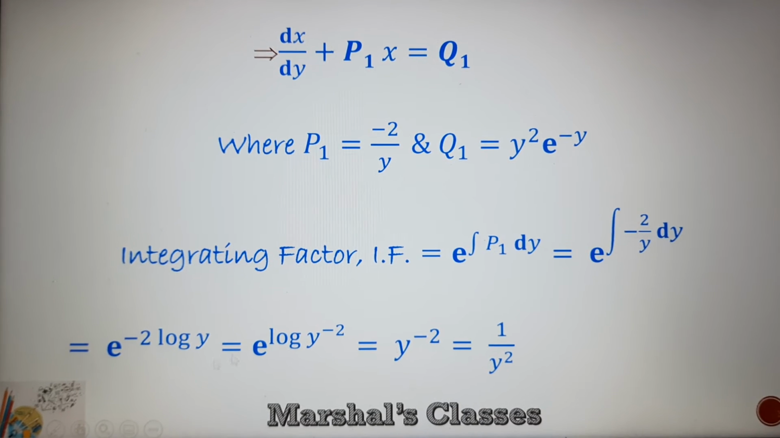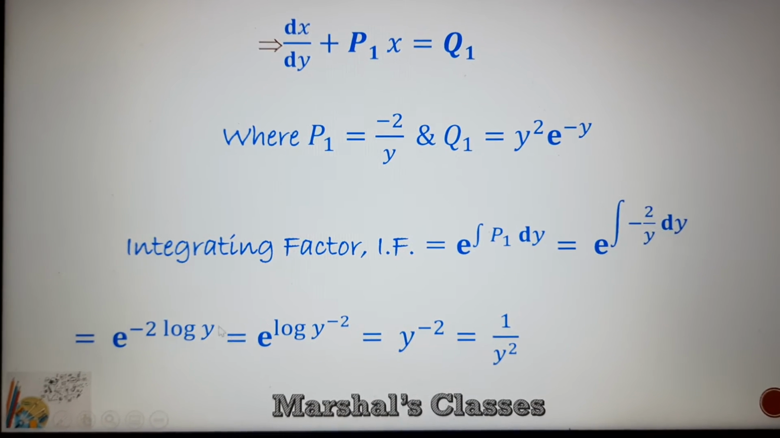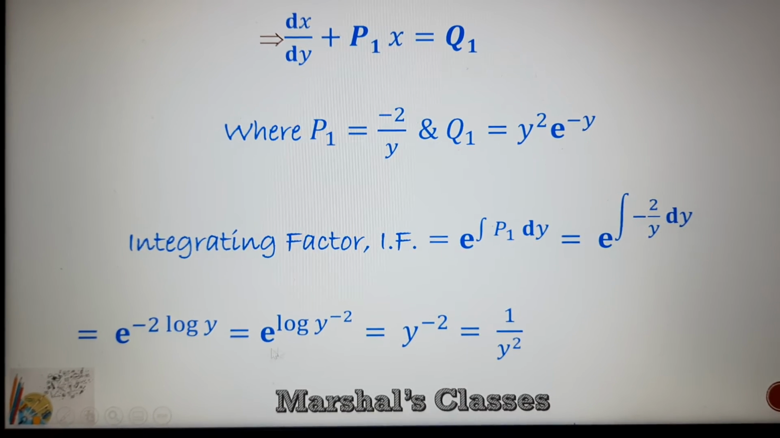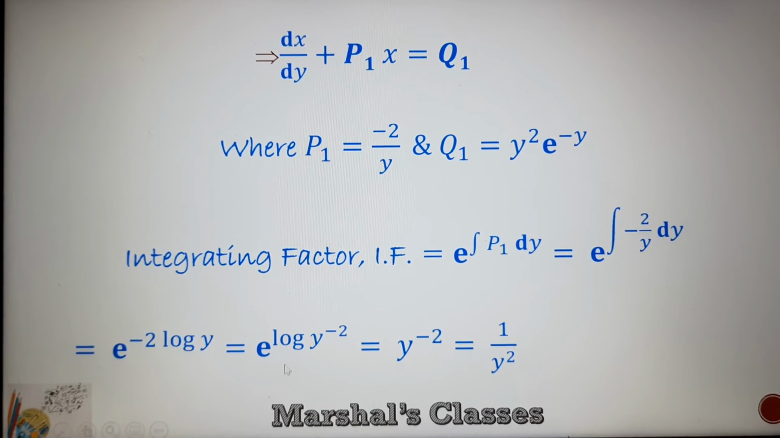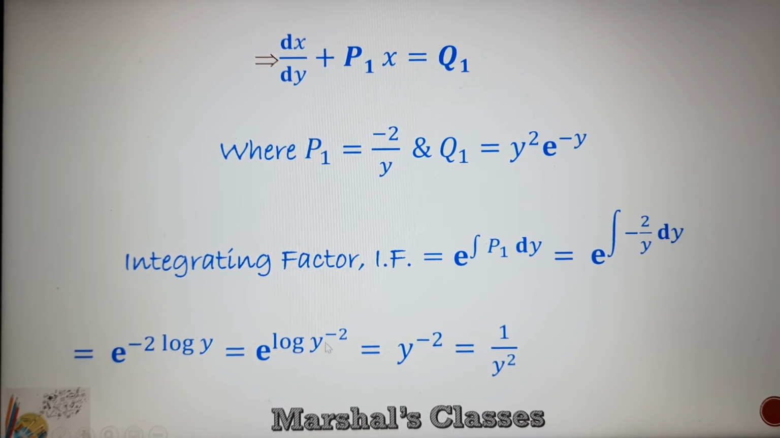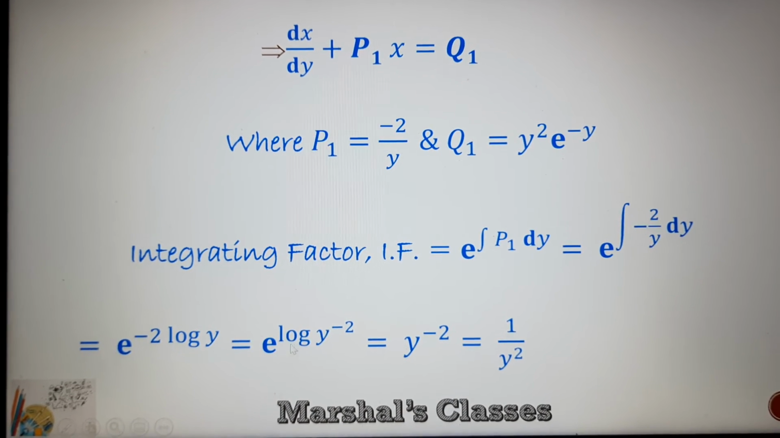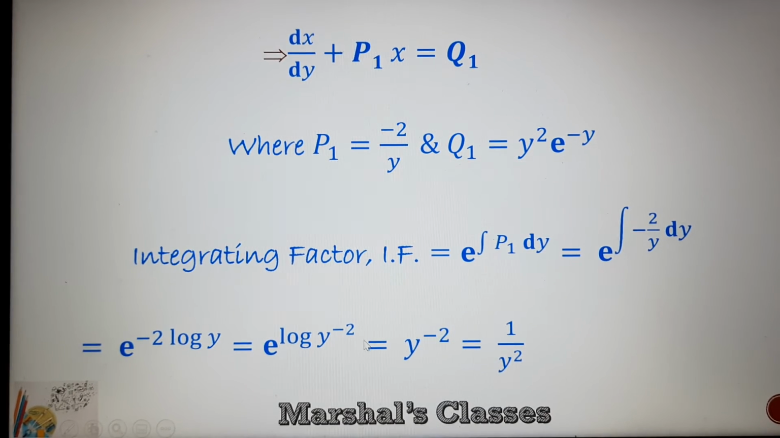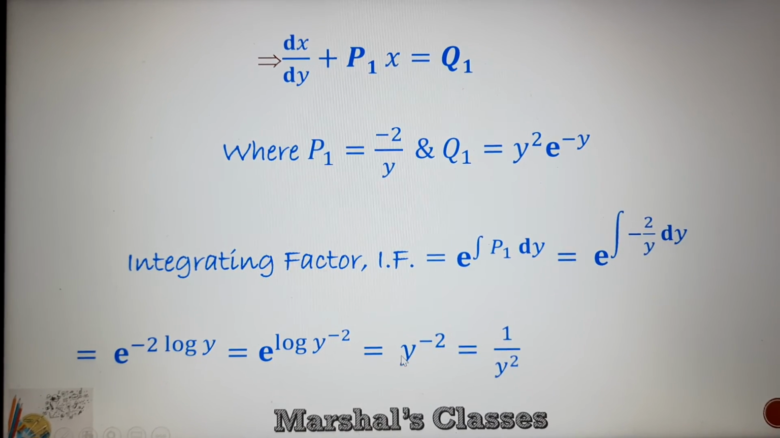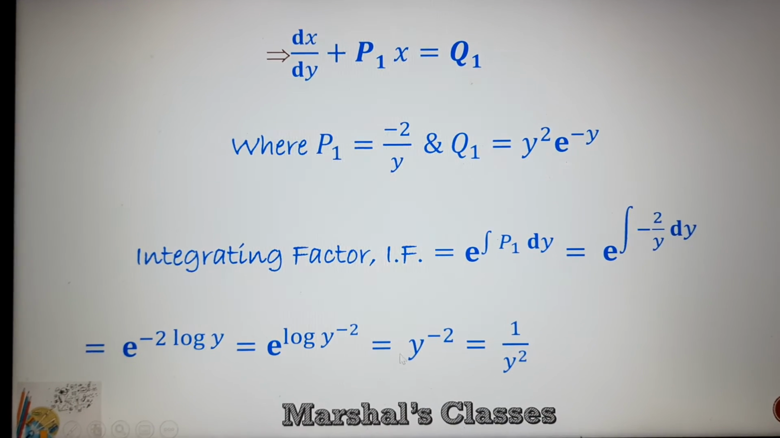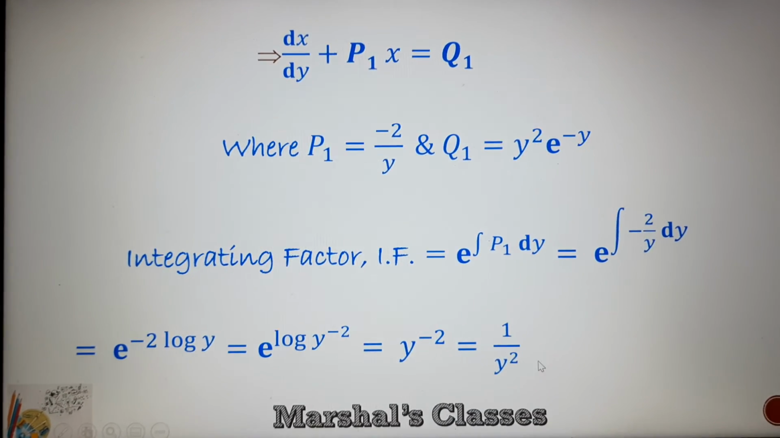Now we know that a log b is nothing but log of b to the power of a. We apply this relation and get e^(log y^(-2)). So e and log cancel, and it can be written as y^(-2), which is equal to 1/y^2. So we have found the integrating factor as 1/y^2.